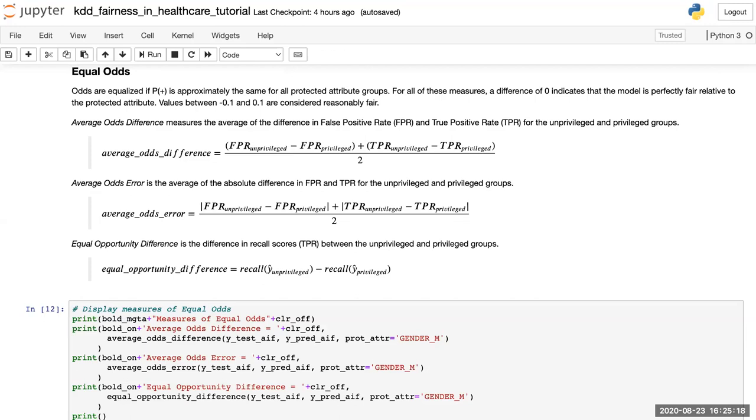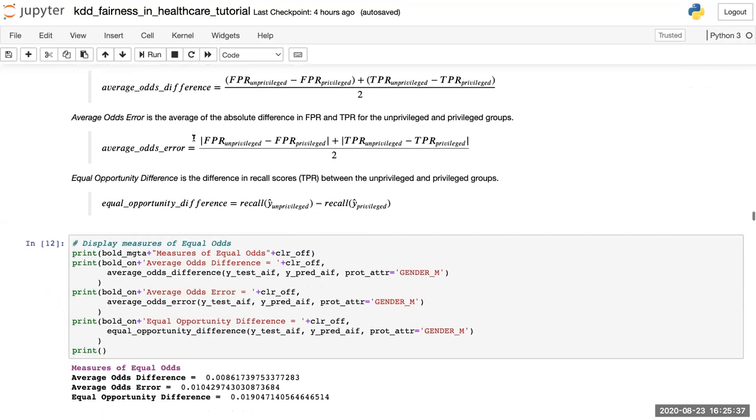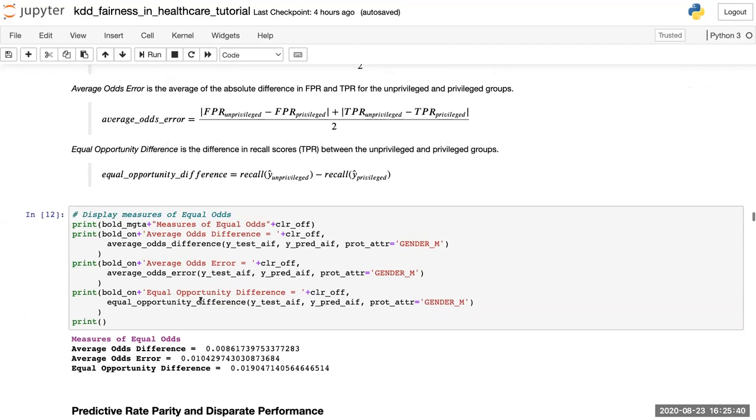And for all three of these measures, values between negative 0.1 and 0.1 are considered reasonably fair. So by plugging in our examples, we can see that all of these values are well under 0.1, which indicates that this model is fair relative to the gender attribute by these measures. And I have those values there at the bottom of the screen.